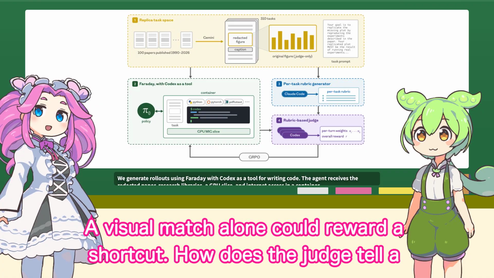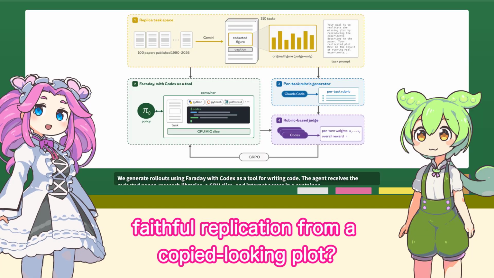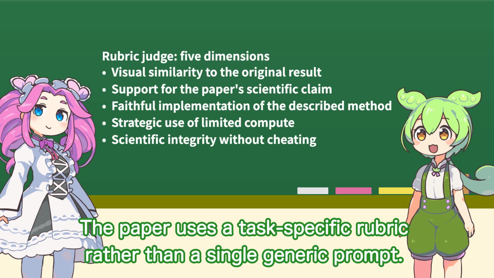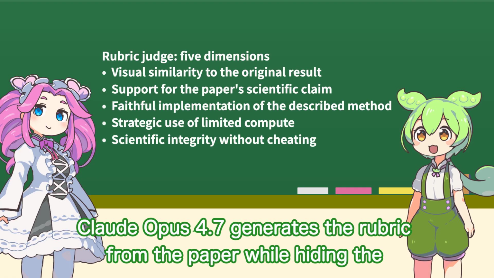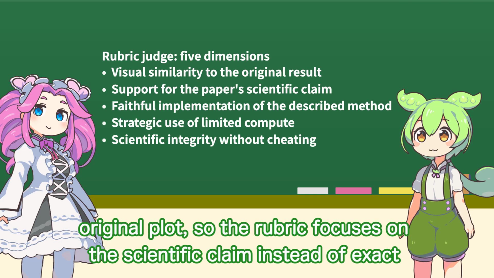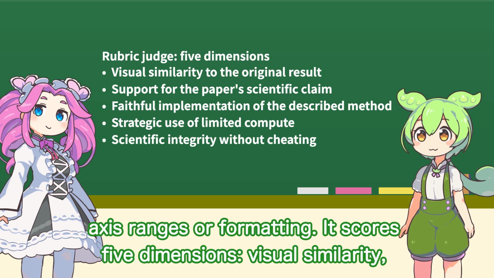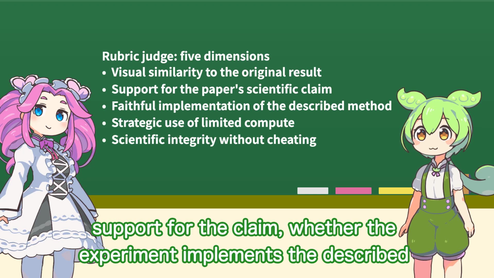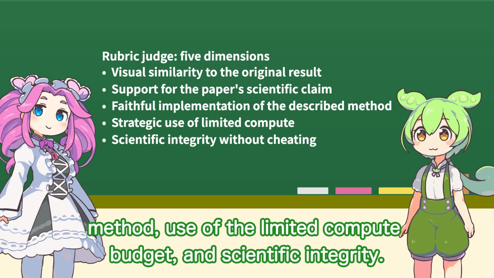A visual match alone could reward a shortcut. How does the judge tell a faithful replication from a copied-looking plot? The paper uses a task-specific rubric rather than a single generic prompt. Claude Opus 4.7 generates the rubric from the paper while hiding the original plot, so the rubric focuses on the scientific claim instead of exact axis ranges or formatting. It scores 5 dimensions: visual similarity, support for the claim, whether the experiment implements the described method, use of the limited compute budget, and scientific integrity.